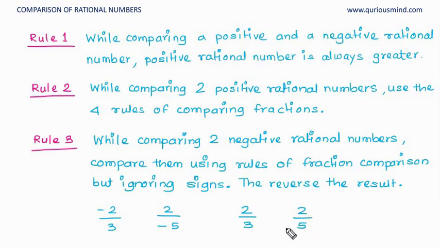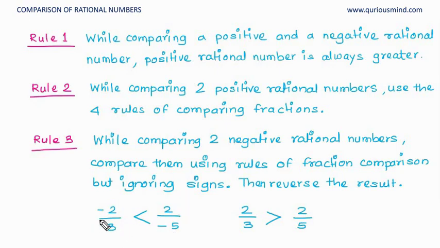Now between 2 upon 3 and 2 upon 5, I see the numerator is same. If the numerator is same, smaller the denominator, greater is the fraction. So my answer comes: 2 upon 3 is greater than 2 upon 5. But we are saying then reverse the result. So here I have to reverse the result and I write minus 2 upon 3 rational number is smaller than 2 upon minus 5.